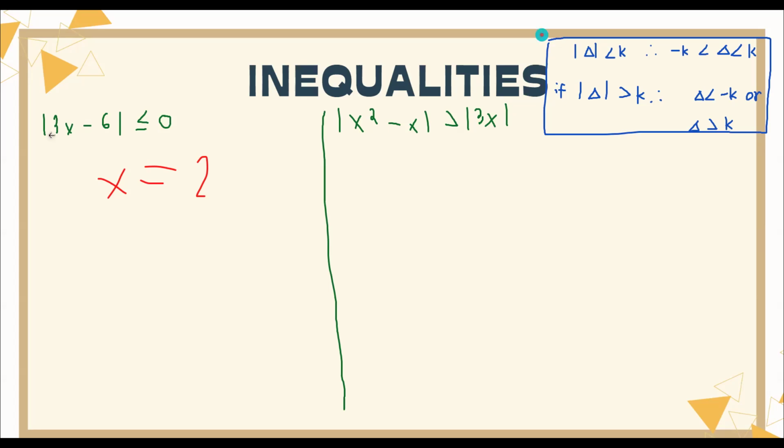May tanong ako dito. This cannot be an equal sign, ha? Since this is an inequality, you have to be careful of your symbols. It's the final symbol for number one. Wait, never mind. Since this is zero pala, no? X is equal to 2.